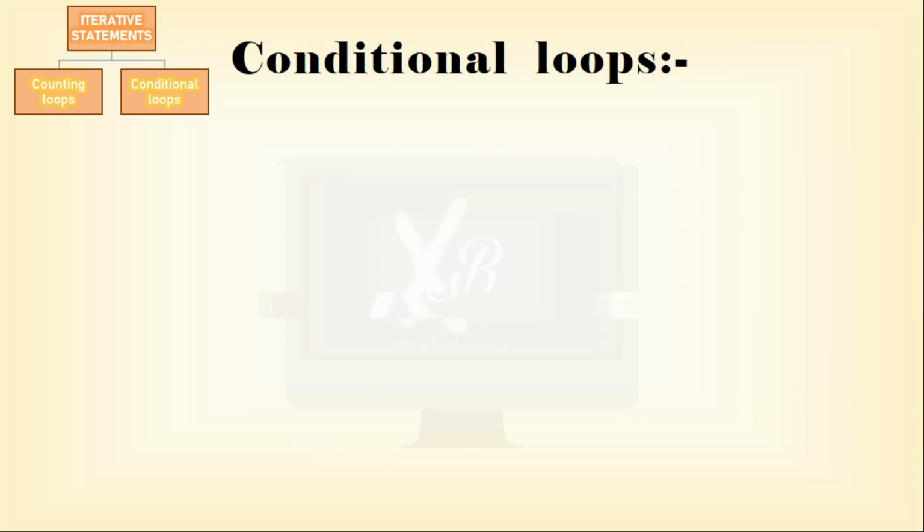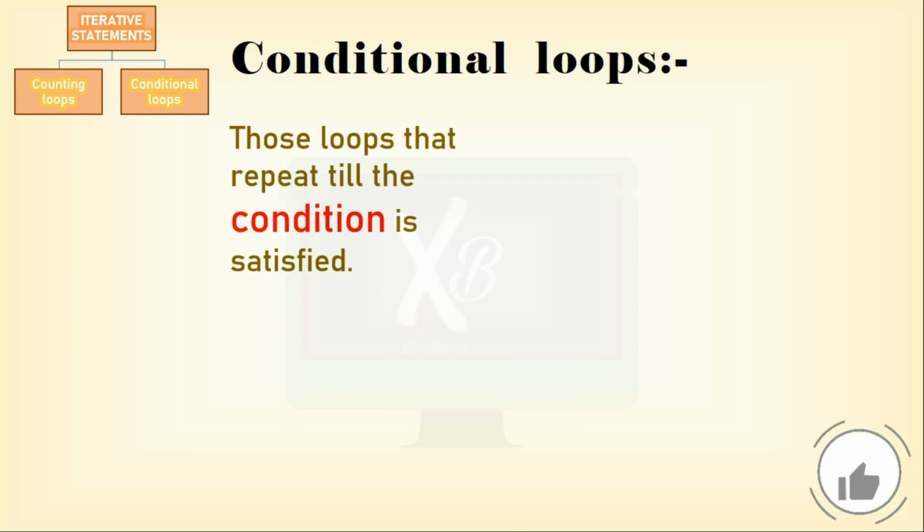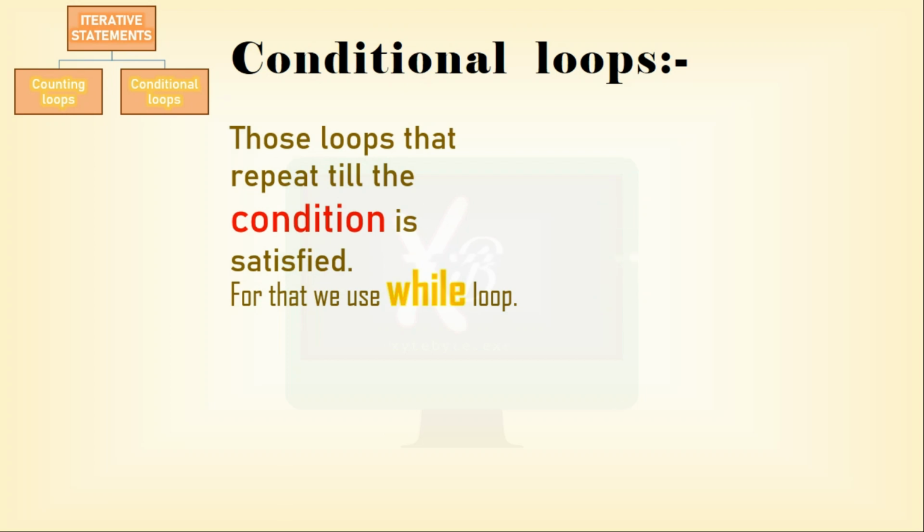And yesterday you saw this heading to be counting loops, and we finished that yesterday. If you have not watched that video, click that I button right over there. So those loops that repeat till the condition is satisfied, for that we use while loop. Now what does that first statement mean? Those loops that repeat till the condition is satisfied.